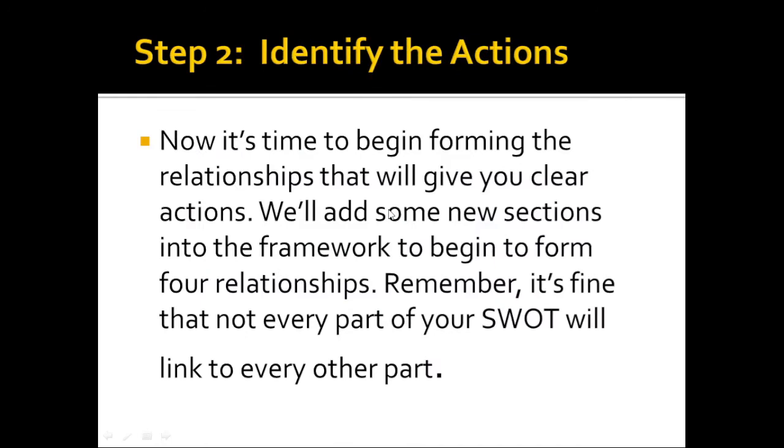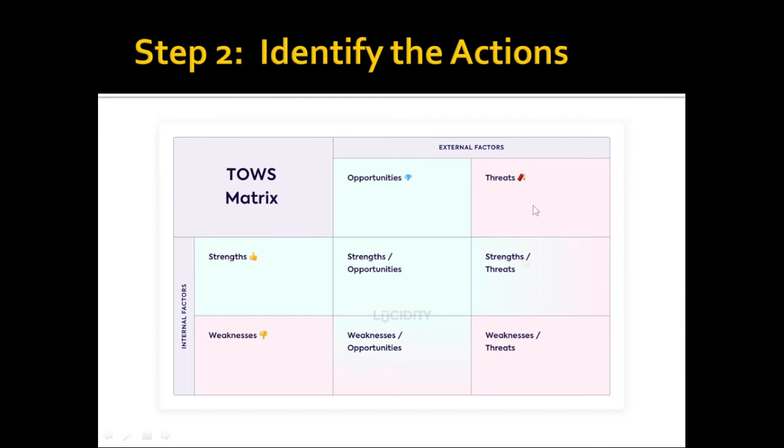Now step 2 is to identify the actions. It's time to begin forming the relationships that will give you clear actions. We'll add some new sections into the framework to begin to form 4 relationships. Remember, it's fine if not every part of your SWOT links to every other part. There are times when two parts will not link to each other. So again, this is the TOWS matrix. Let's say we have now the opportunities and the threats, so we list them here. And then here are the guidelines for these 4, which will be on the next slides.